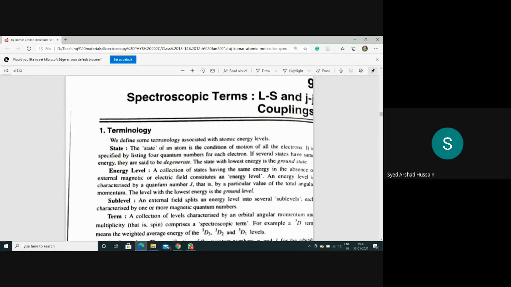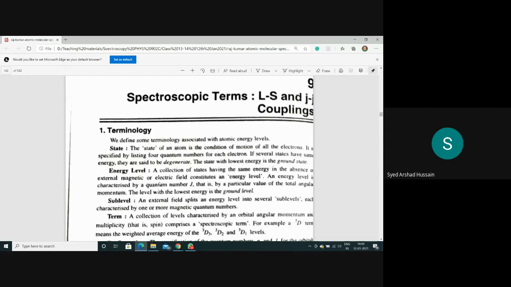Then term. A term is a collection of levels, and it's characterized by angular momentum and multiplicity. Multiplicity means spin, and this is characterized by 2S+1. And angular momentum means capital L.